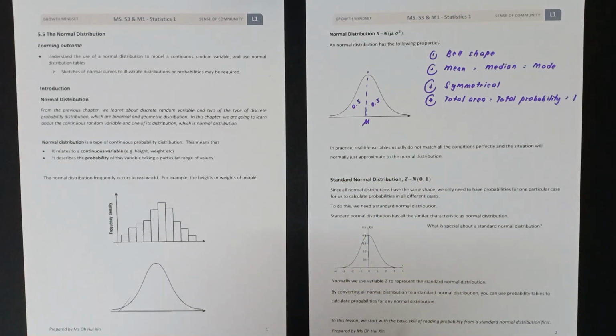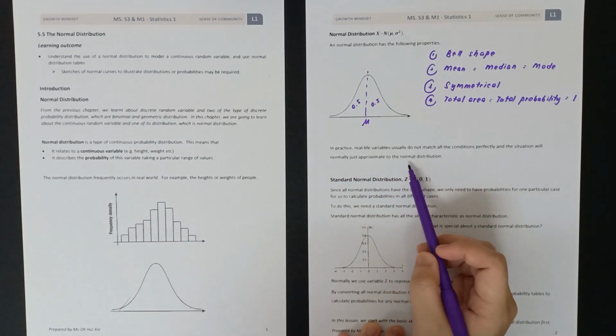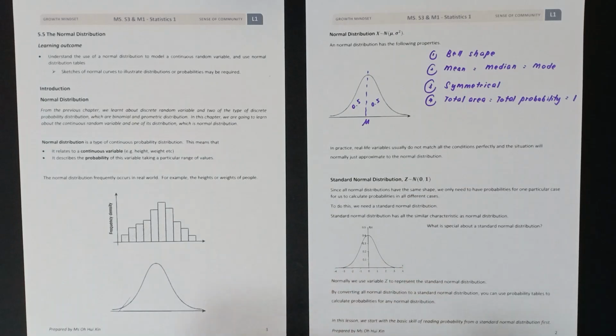In practice, real life variables usually do not match all the conditions perfectly. You cannot really find a set of data that matches everything so well that the mean, the median, and the mode are totally the same. But maybe we can find an approximation, meaning roughly the same. The situation will normally just approximate to the normal distribution, so the normal distribution might be the best fit for the set of data.